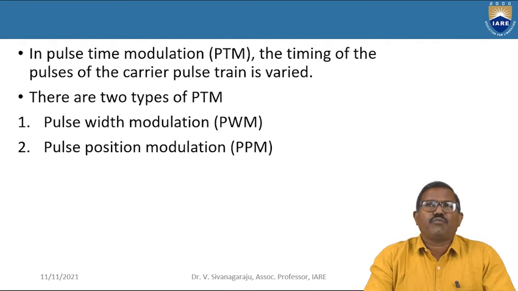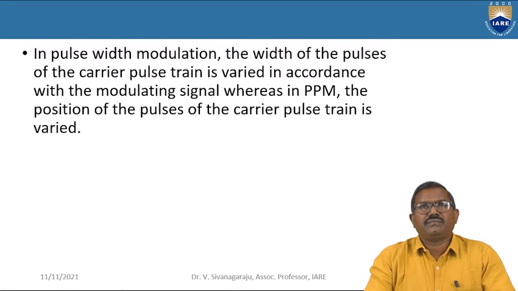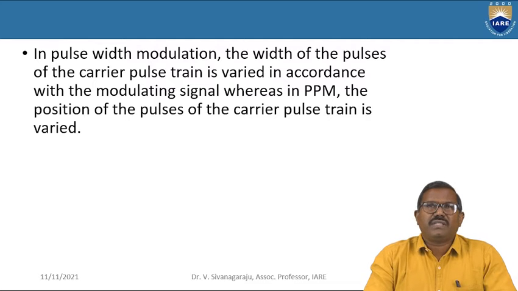In pulse time modulation, the timing of the pulses of the carrier pulse train is varied. This PTM can be classified into two varieties: one is pulse width modulation and another one is pulse position modulation. In the next two sessions, we are going to discuss pulse width and pulse position modulation. Basically, in pulse width modulation, the width of the pulses of the carrier pulse train is varied in accordance with the modulating signal.